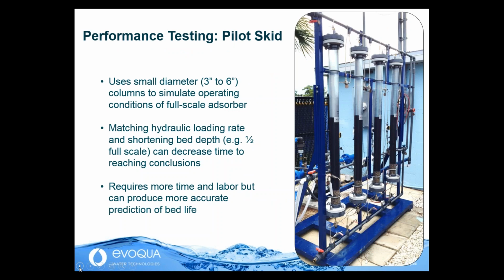Sorry, jumping ahead there. So the next method, which is considerably more involved, but also results in more robust data, is a pilot test. With this approach, we're able to take columns of media, whether activated carbon or resin, and compare them in the field. By taking this approach, we're able to see how the variation in water quality will impact performance, and we're also able to compare carbons side by side.